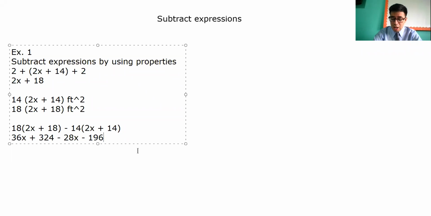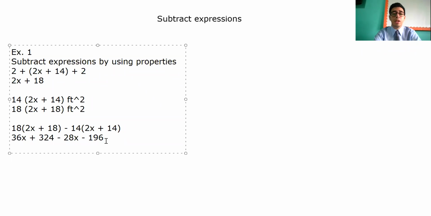Now we can use the commutative property. We use the distributive property when we multiply by all the terms inside. Now we can use the commutative property to reorder the terms that we have for the operations, okay?